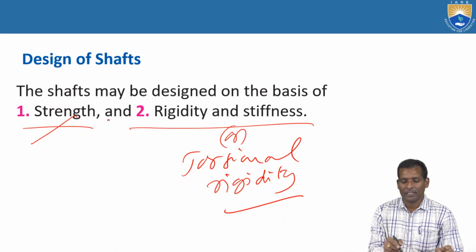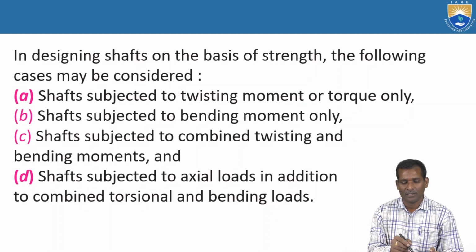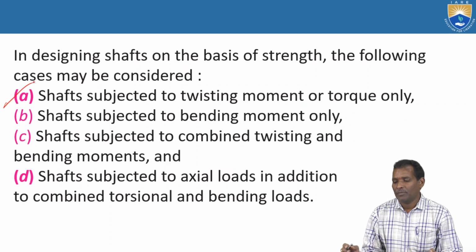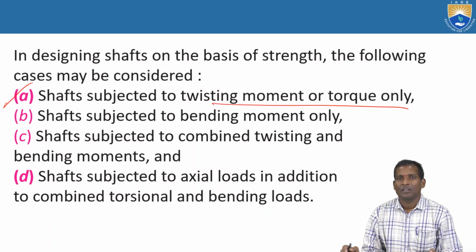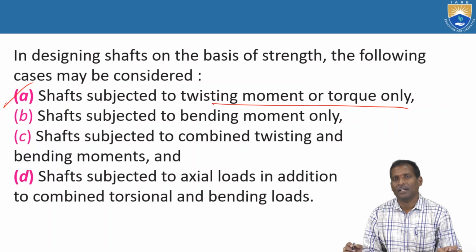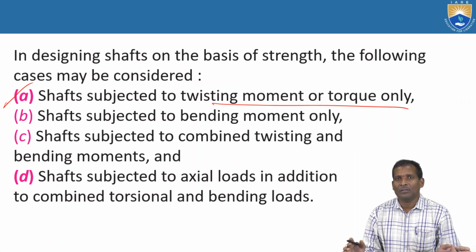So again, this basis of strength is classified into various cases. In designing shafts on the basis of strength, the following cases may be considered. First one is when the shaft is subjected to twisting moment or torque. So how do you calculate the diameter of the shaft when it is subjected to twisting moment? There are no other stresses or loads like bending load. In this case, you have to apply the torsion equation.